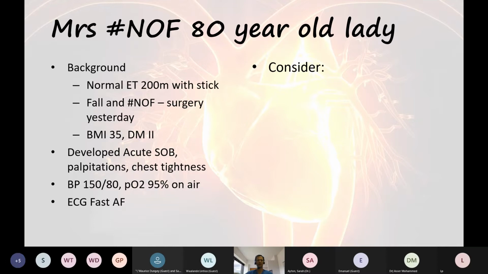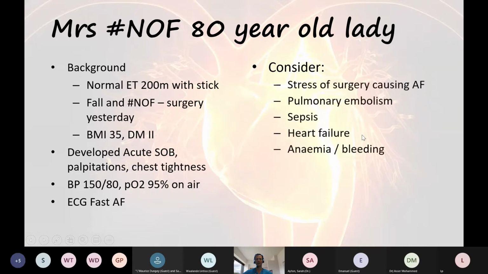But it's a key question, because if she's known to have atrial fibrillation, she's not got any good reason to suddenly be going fast from a cardiac point of view. If she is known to have atrial fibrillation, then unless we've been omitting her beta blockers or other rate control medications, it's not the atrial fibrillation that's the problem. But here it's likely that the stress of the surgery has put her into atrial fibrillation.